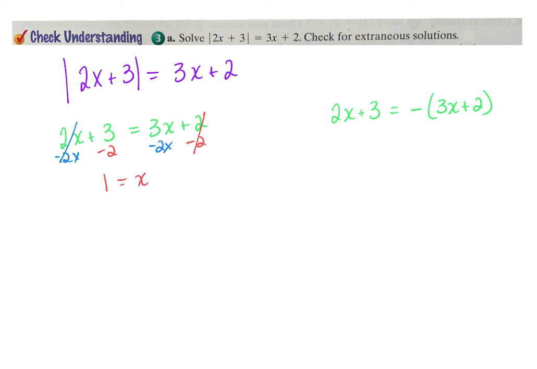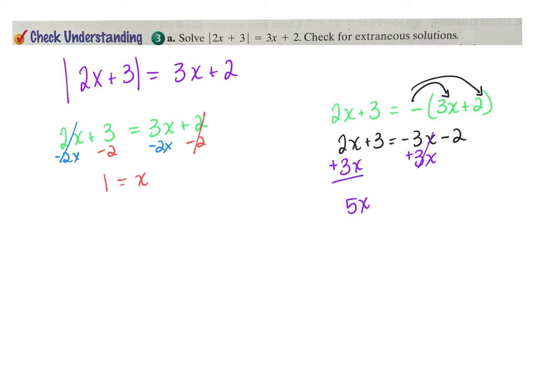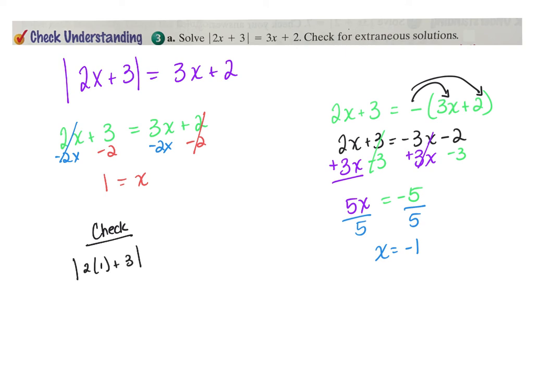And then we're going to look at the right-hand side. We need to distribute this negative 1. So we get 2x plus 3 equals negative 3x minus 2. Get my variables to one side. And then get my numbers to the other side. So my other answer that I'm going to get here is x equals negative 1. And then I need to check them. So I'm going to check this one first. I get the absolute value of 2 times 1 plus 3 equals 3 times 1 plus 2. Get the absolute value of 5 equals 5. That is true. This is a solution.